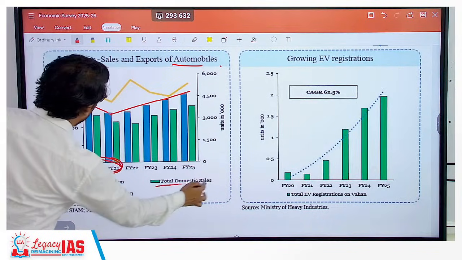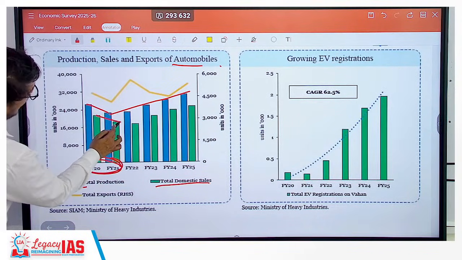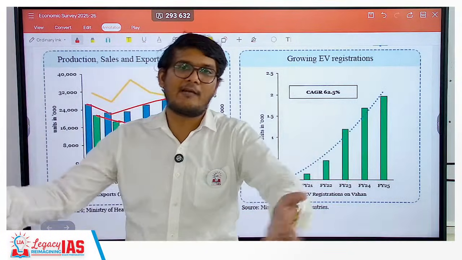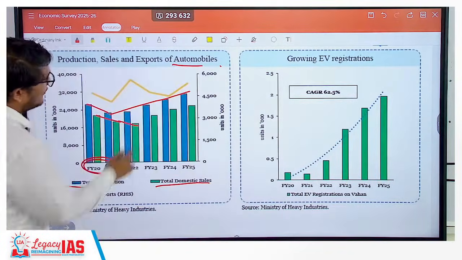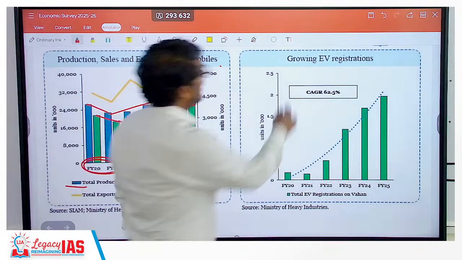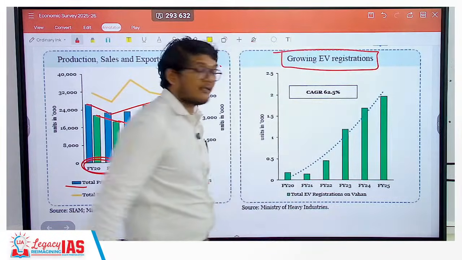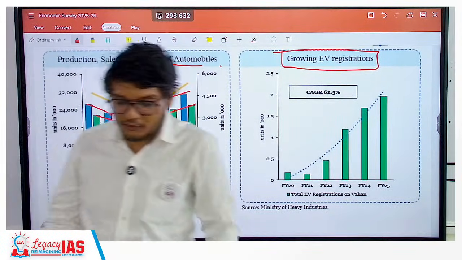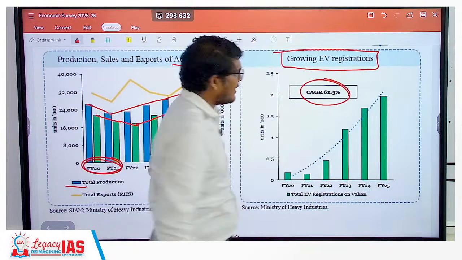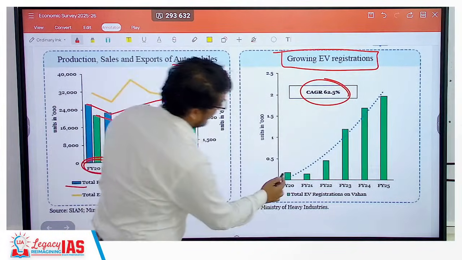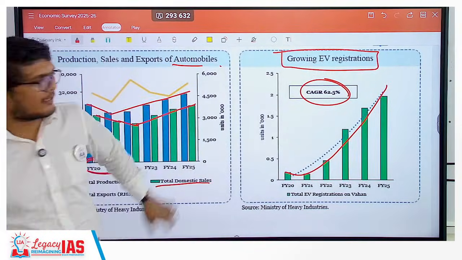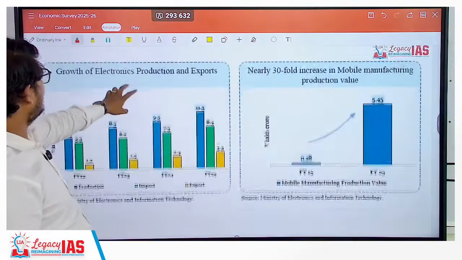If you talk about domestic sales, of course, during COVID, it went down and there will be a further decline because people will eat up their savings to spend because they are losing their jobs. But after that, again, the domestic sales have increased. If you look at the electronic vehicle registration, it is increasing year by year. Compound annual growth rate is 62.5%. So it's a considerable increase in the number of electronic vehicles that is getting registered.